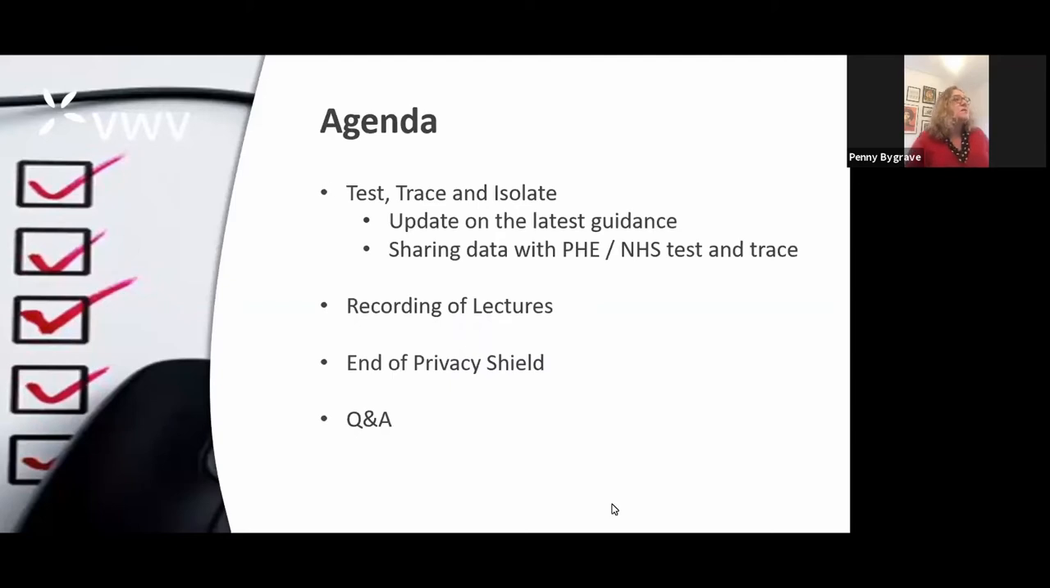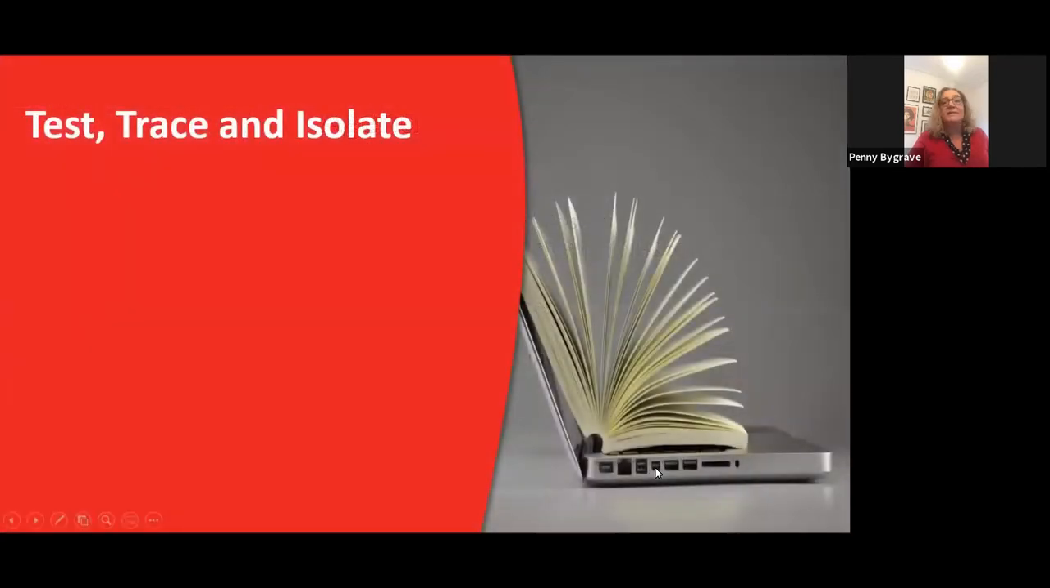So first of all, to think about test, trace and isolate, what does that mean for universities coming back? Most of you will have been back, had students back on campus for some time now. Some of you are in the enviable position of being able to carry out your own testing, especially with hospital lab testing facilities. And I know that a number of universities have started with their own tracing systems, but also, in some cases, with their own testing systems.